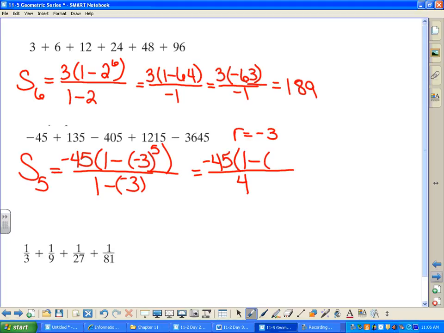is negative 243. Now can I change the position? 1 minus a negative 243? Yes. So I'm going to have negative 45 times 244 all over 4. Now, can you figure it out from there? Use your calculator and you can get your sum.